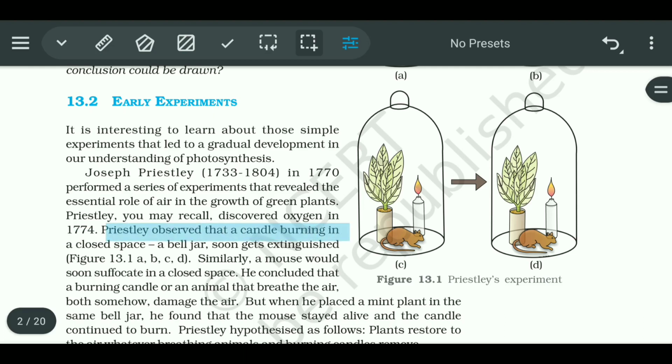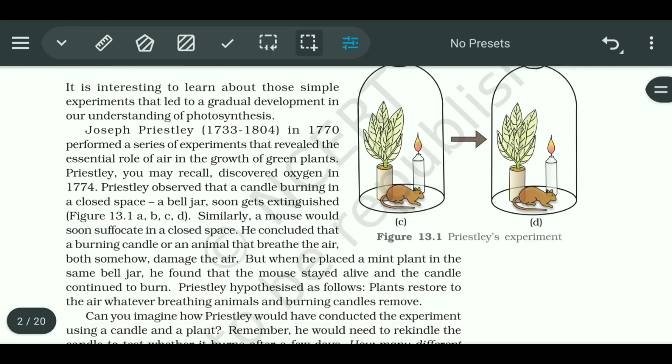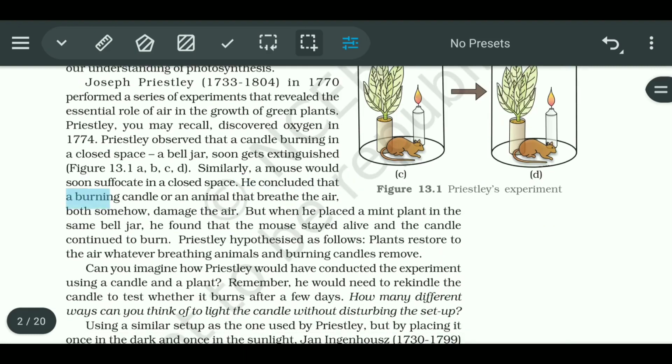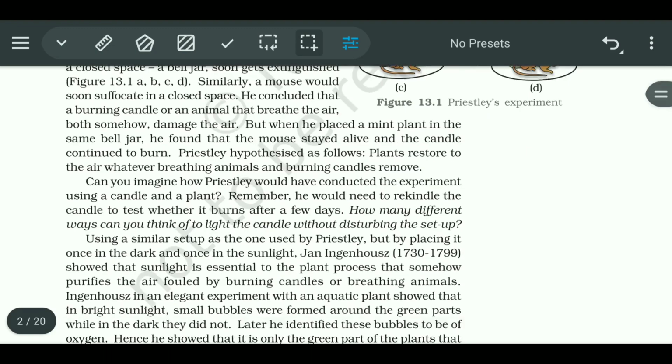Priestley observed that a candle burning in a closed space, a bell jar, soon gets extinguished. Similarly, a mouse would soon suffocate in a closed space. He concluded that a burning candle or an animal that breathed the air both somehow damaged the air. But when he placed a mint plant in the same bell jar, he found that the mouse stayed alive and the candle continued to burn. Priestley hypothesized as follows: plants restored to the air whatever breathing animals and burning candles remove.